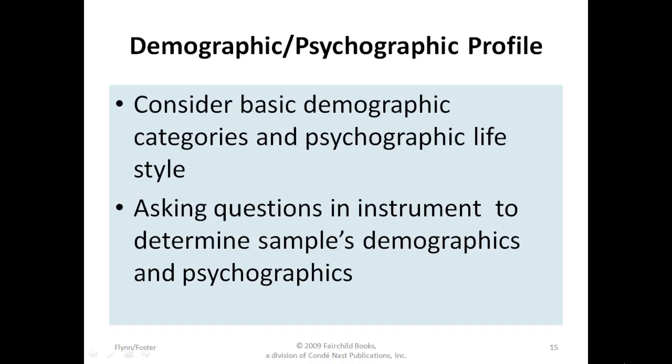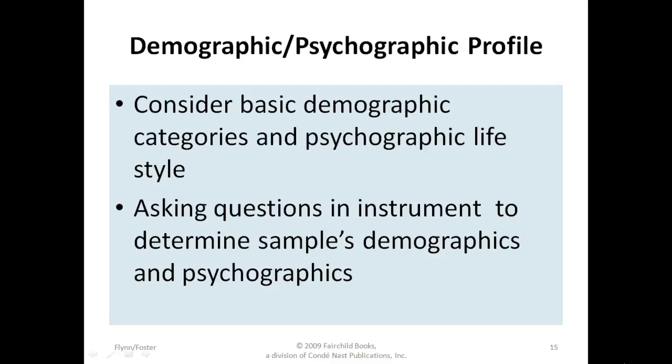And this last slide just talks about when you develop your questionnaire, you need to determine your sample's basic demographic categories and psychographic lifestyle so you can determine how that affects what you're studying. So you need to be thinking about what questions you're going to ask for race, gender, age, income, and then look at what questions you're going to ask about their lifestyle and psychographics and how that's going to affect your study.